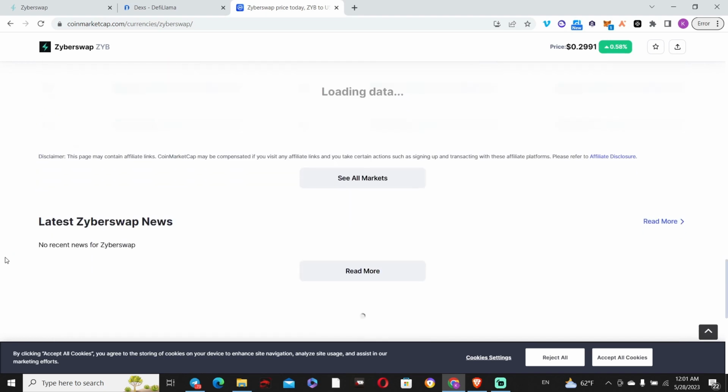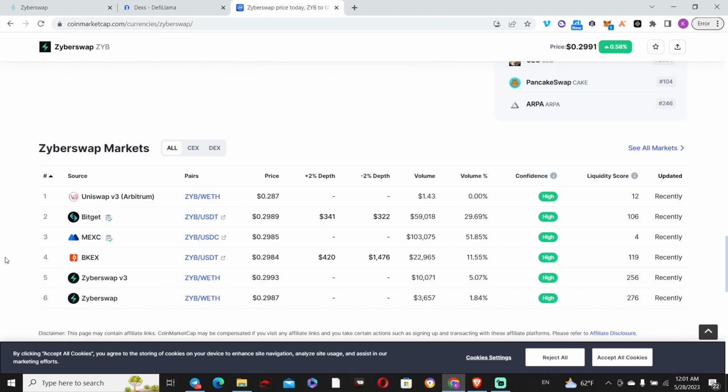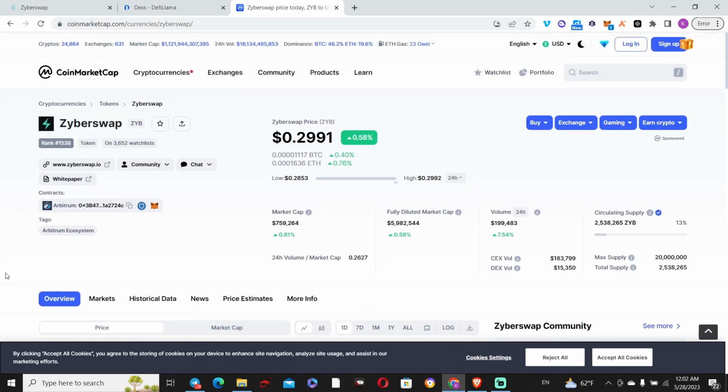Sorry, it should load, should be here. Yeah, so we're talking about BitGet, MEXC, and BKEX. These three are providing most of the volume, and the DEX volume is about 15k. So take 3.5k from that 15k and you're left with about 11.5k or 11.8k in volume that is besides the emissions daily sell pressure.